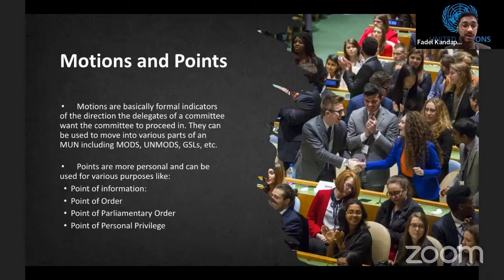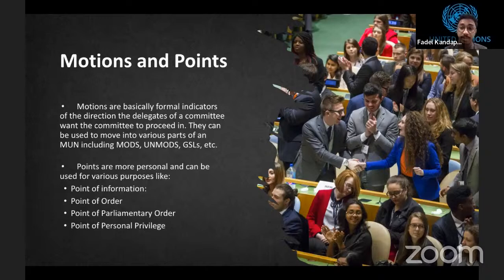So the different types of points are, first, point of information. A point of information is used when you want to question another delegate, and perhaps you want to correct some of the wrong information that the other delegate stated, or you want to ask them a question or ask for clarification. So you raise a point of information, and if the EB recognizes you, you can raise that point.